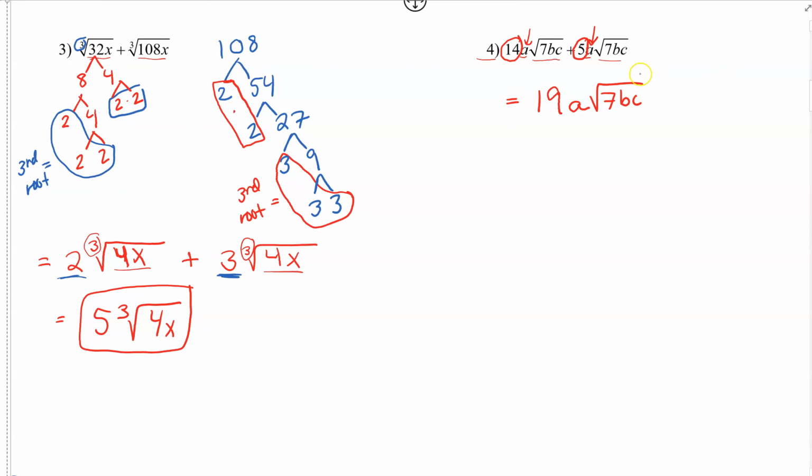And that's pretty much it for that one because it was already in simplest form and everything was actually like terms. So we just add the numbers in front. So that will conclude this video on just Skill 7.